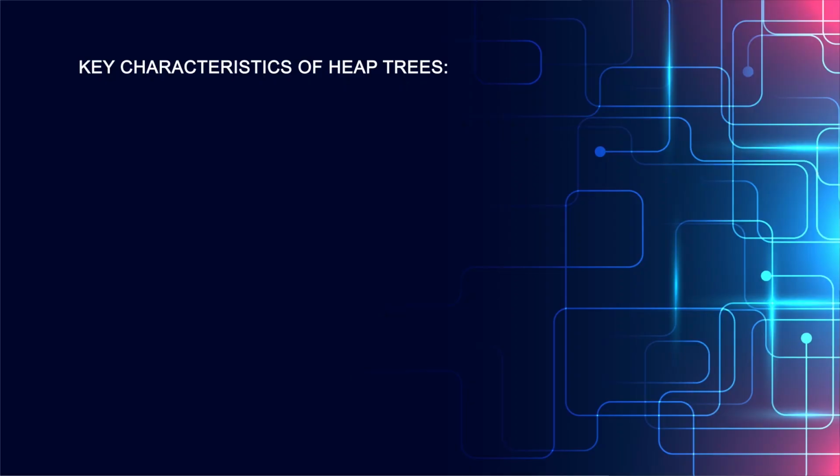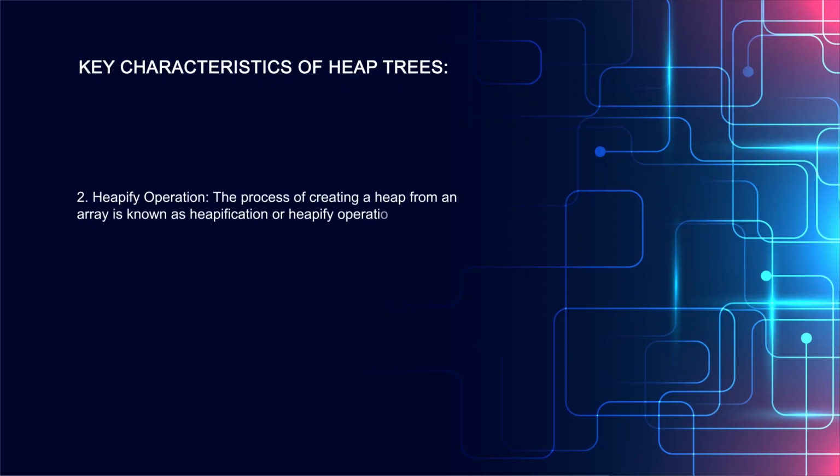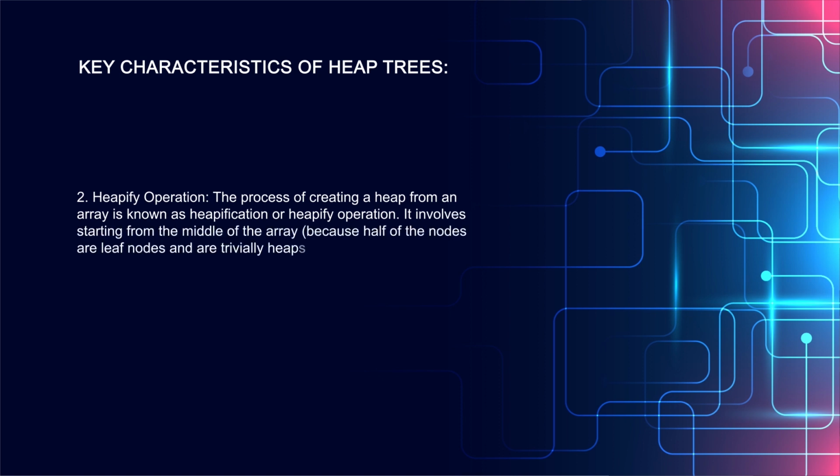The next property of heap tree would be heapify operation. The process of creating a heap from an array is known as heapification or heapify operation. It involves starting from the middle of the array, because half of the nodes are leaf nodes and trivial heaps by themselves, and then repeatedly bubbling down each element to establish the heap property.